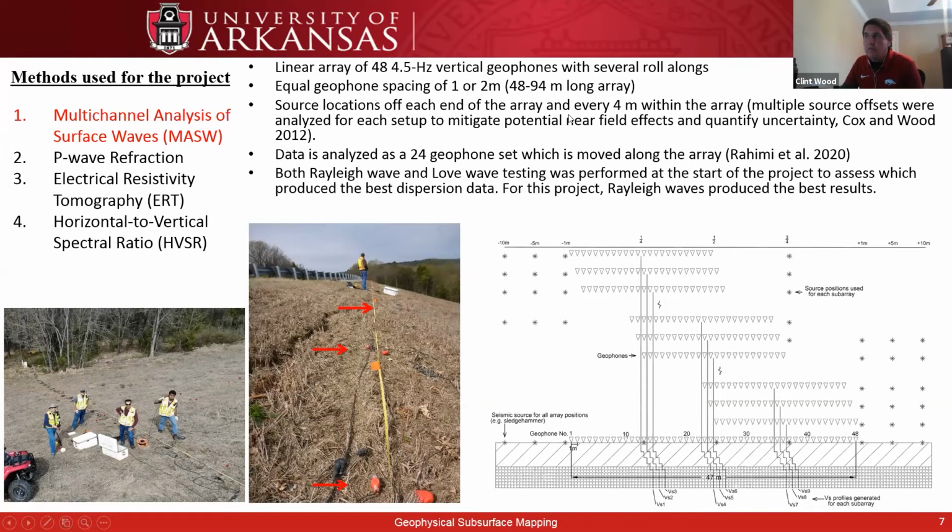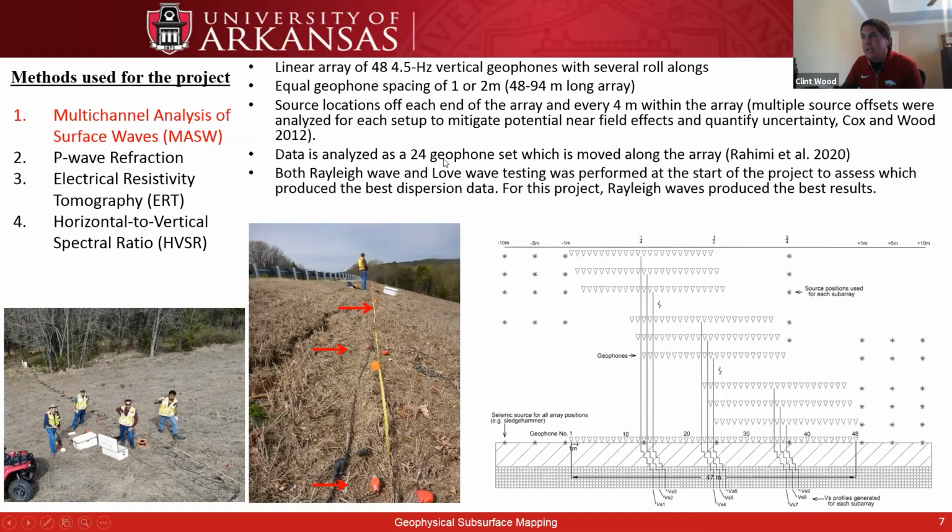Source locations were off each end, and then every 4 meters within the array. So we use multiple source offsets in this case. So we analyzed multiple MASW sets from multiple source offsets as a way to mitigate potential near field effects. So that's where you set your source too close to your receivers. And to quantify uncertainty in our measurements, looking at multiple dispersion curves helps you identify potential problems with your data and get better data and understand kind of what your accuracy in this case is.